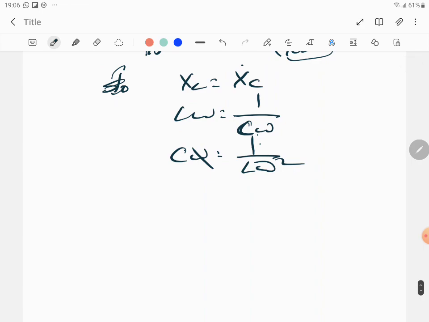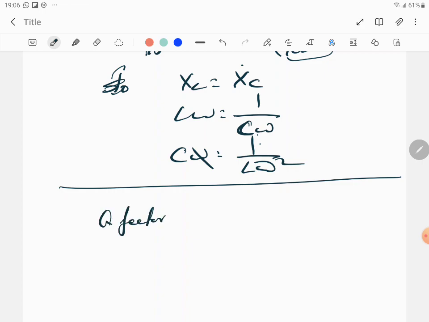Next is Q factor. I told you by definition what Q factor is. Another name for Q factor is sharpness of resonance. Sharpness of resonance is defined as omega naught by 2 delta omega, that is, the mean position by the bandwidth. But Q factor can also be defined as the voltage across the inductor by the voltage across the resistor, where I and I get cancelled, giving inductive reactance L omega by R.